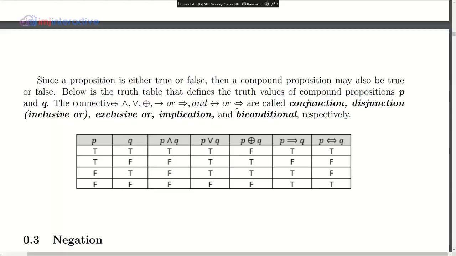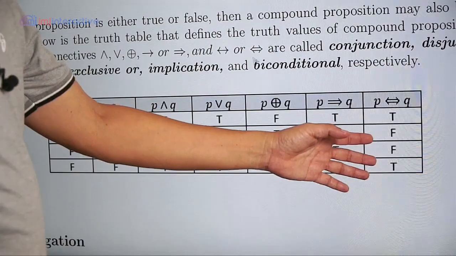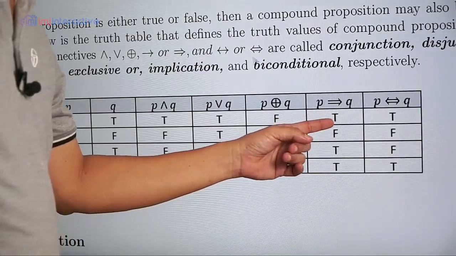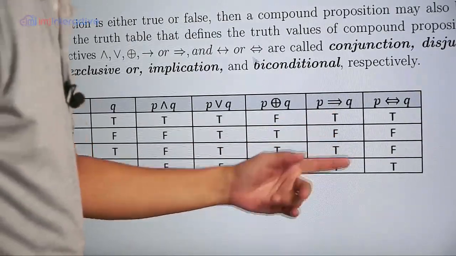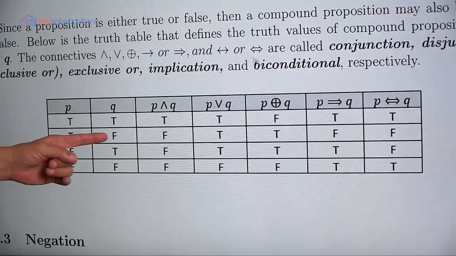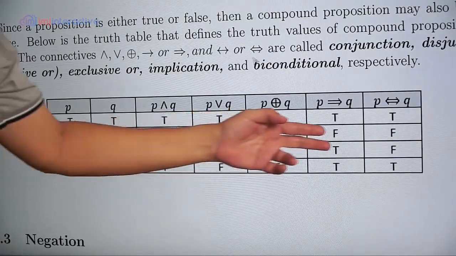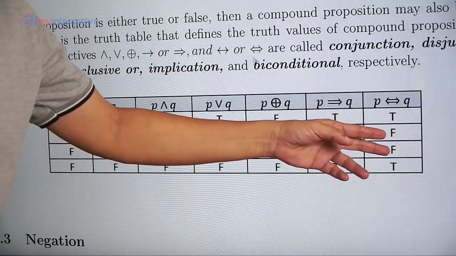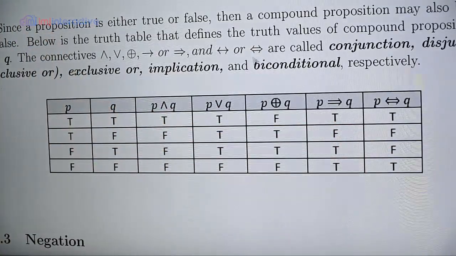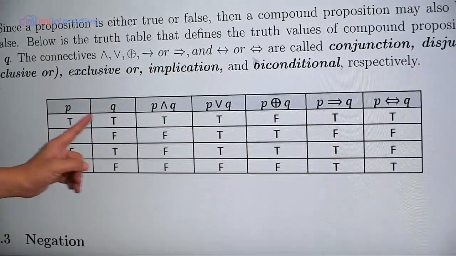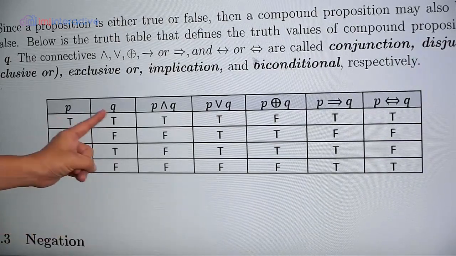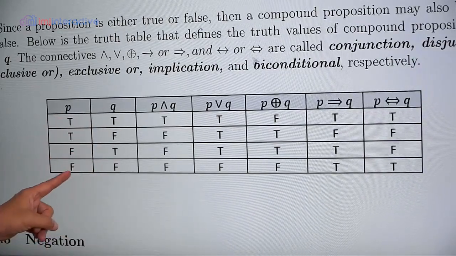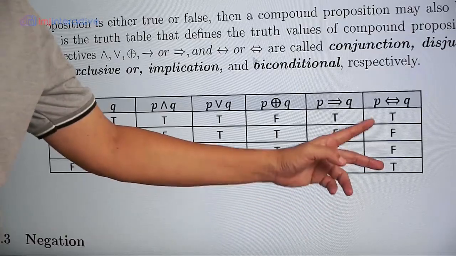For a biconditional statement, a biconditional is a combination of two implications. So, if you have a combination of true, false, or false, true, it will be false. So, for a biconditional statement, it will only be true if both P and Q are true, or if both P and Q are false.